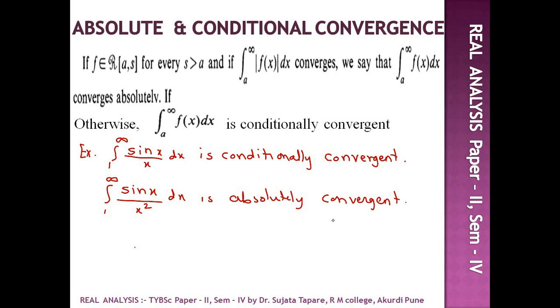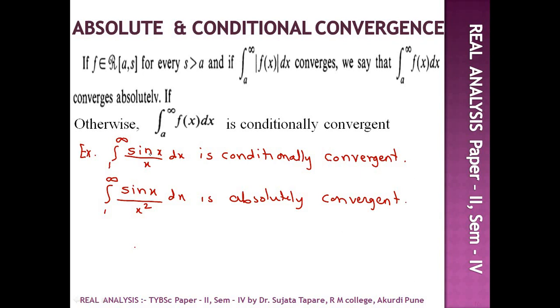What is absolute and conditional convergence of an integral? Suppose f is Riemann integrable. If the integral from a to infinity of mod of f of x dx converges, then we say that the integral from a to infinity of f of x dx converges absolutely. Otherwise, we say that the integral from a to infinity of f of x dx is conditionally convergent. Here one typical example, the integral from 1 to infinity of sin x by x dx is conditionally convergent.